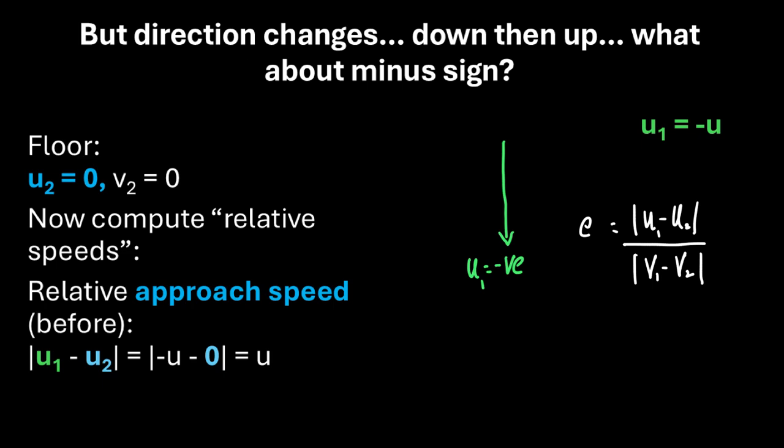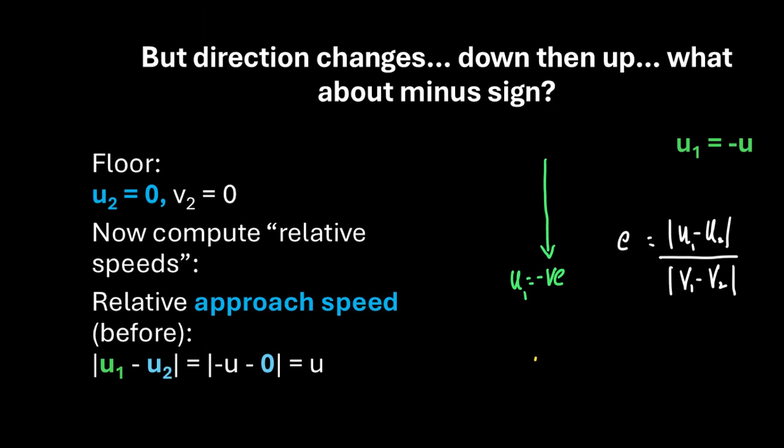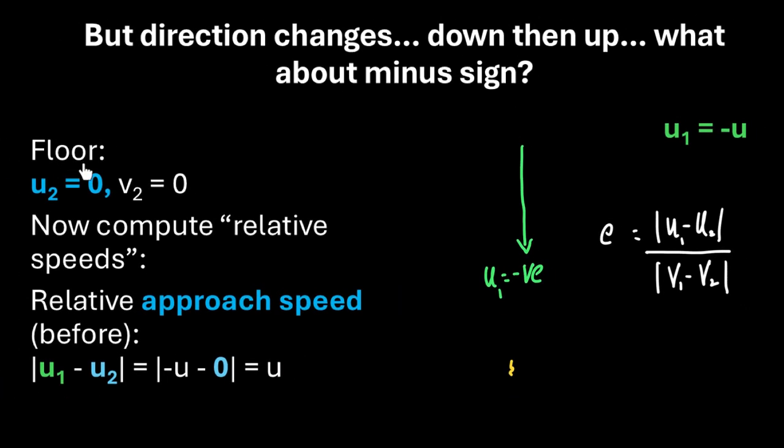So the direction changes. It comes down and then it moves up. So what about the minus sign, which actually reflects the change in direction? Let's try to understand that, of which we have already done one half. Let's try to understand that in terms of the floor as well. The floor is practically at rest, so U2 is equal to 0 and V2 is also equal to 0.